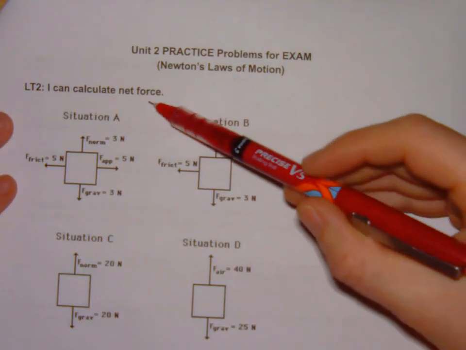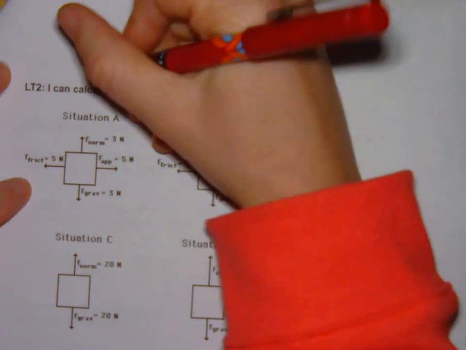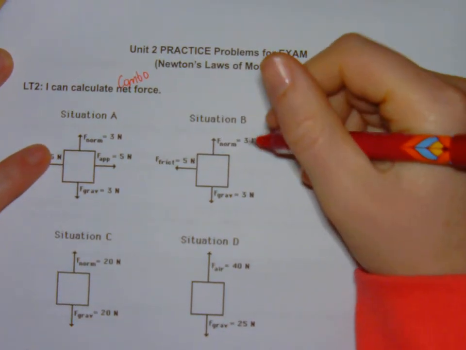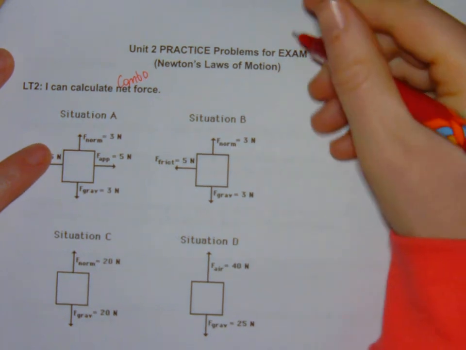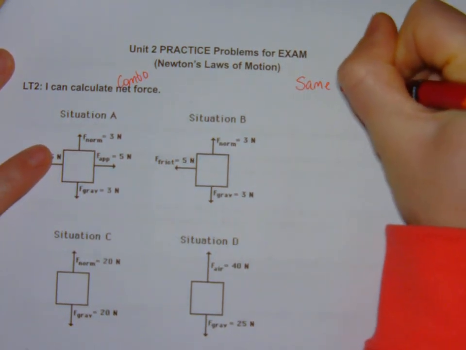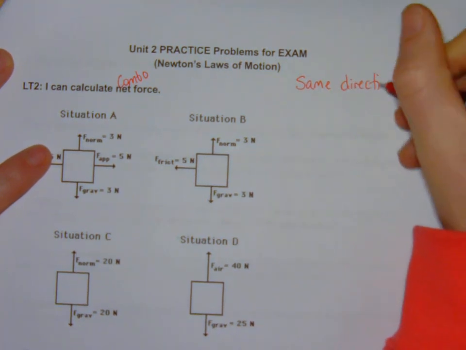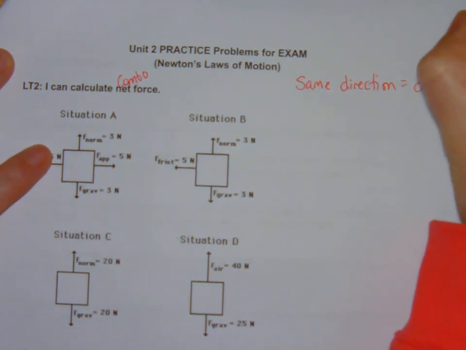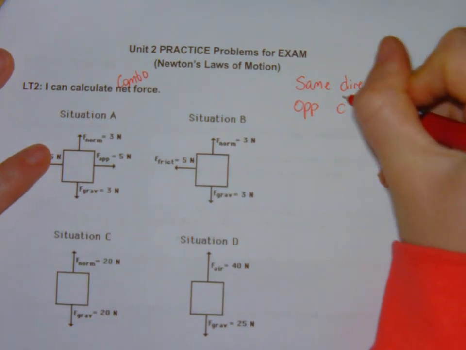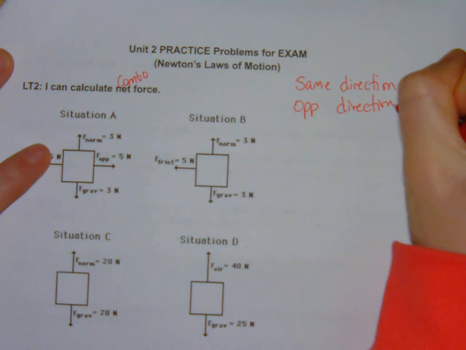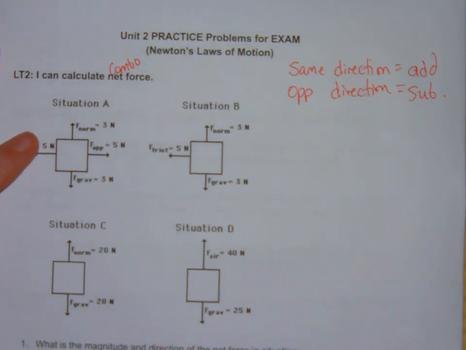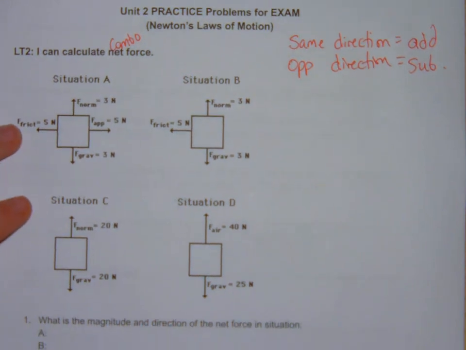Okay, LT2, calculate net force. Remember, net means combination of all forces. When we're looking at net force, some things to remember: forces that are in the same direction, we add them. Forces that are in opposite directions, we subtract. Okay? Those are some important things to remember as we go through here.